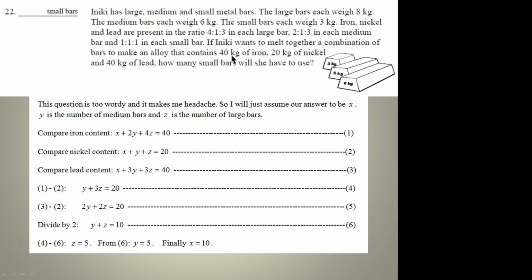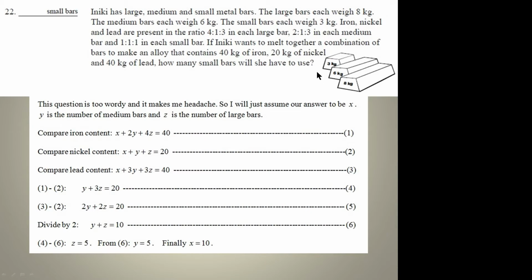The median here, the middle, is 1 kilogram here. So 1 times y. For this one, you also have 1 kilogram of nickel in here. So 1 times y, and you get x plus y is 20. So that's a very simple equation here. How about this one? 20 kilograms of nickel in the alloy.